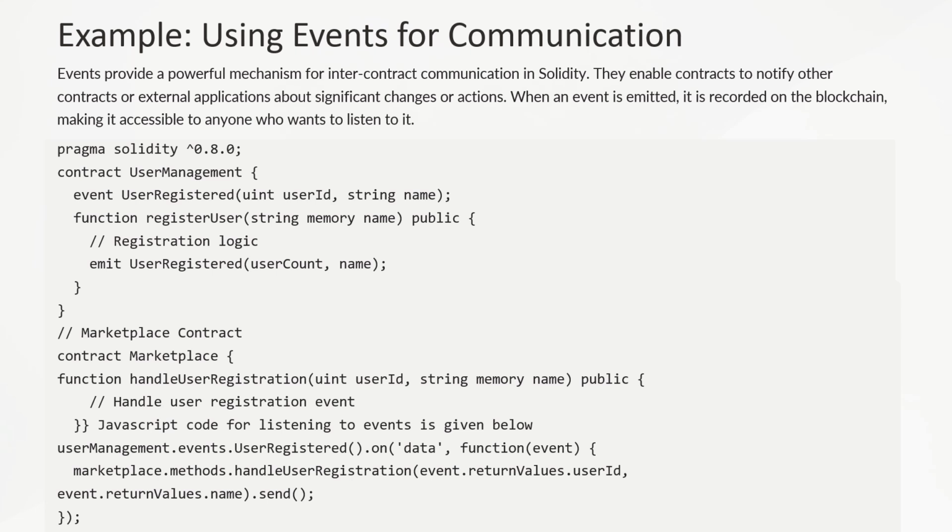When a user is registered in the user management contract, the UserRegistered event is emitted with the user's ID and name. The JavaScript code listens for this event and triggers the handleUserRegistration function in the marketplace contract, passing along the user ID and name from the event. This mechanism allows for seamless communication between contracts, enabling actions in one contract to trigger responses in another, enhancing the interoperability and functionality of decentralized applications.